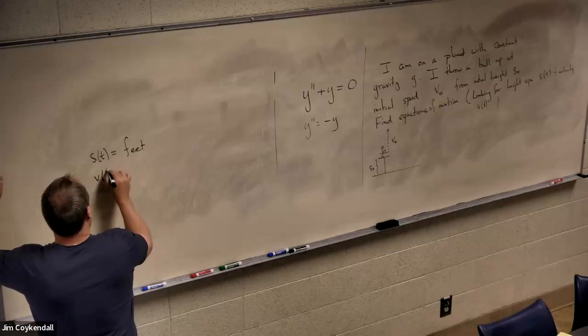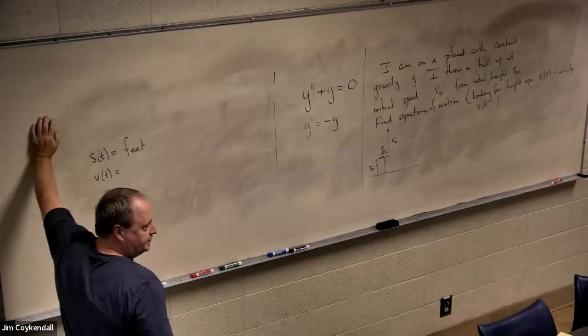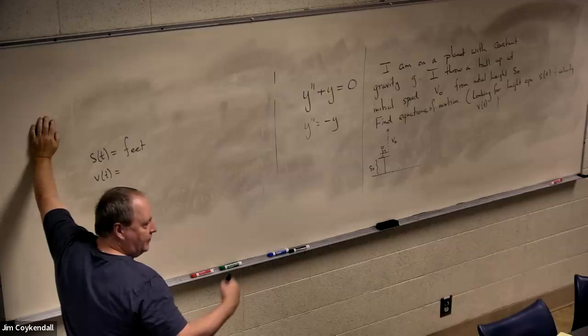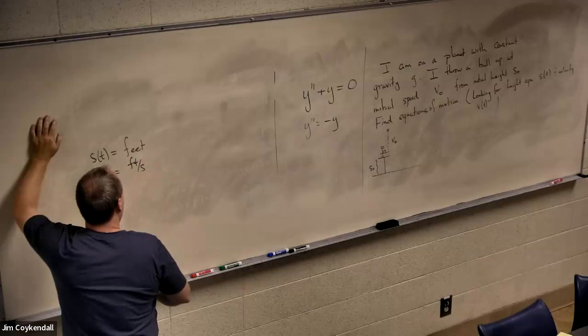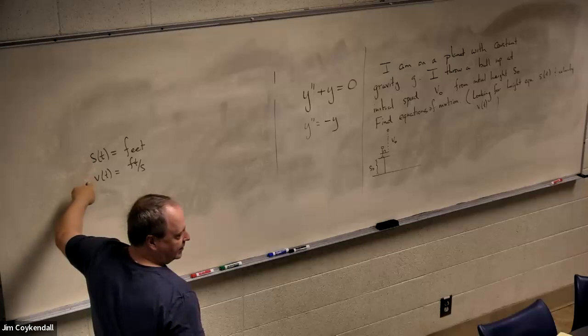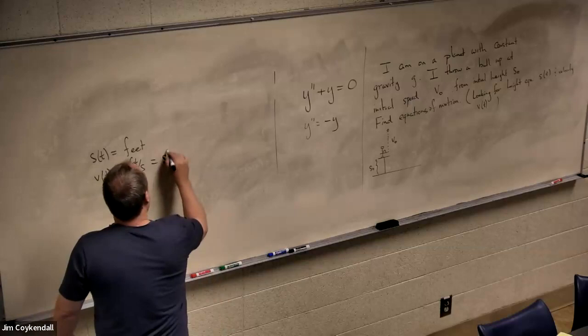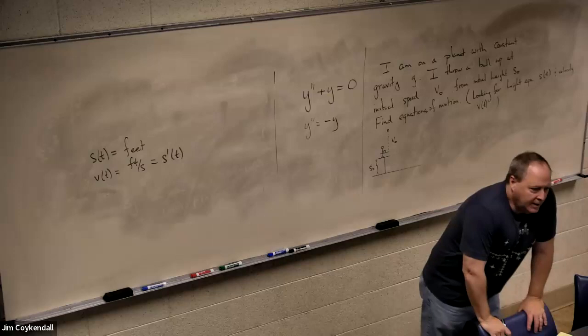What would be the units of velocity? Miles per hour, feet per second, right? It's distance per time. And what's the relationship? Right, you all remember this. Velocity is a change in position, right? It's the instantaneous rate of change in position, right? Change of feet with respect to time, right?